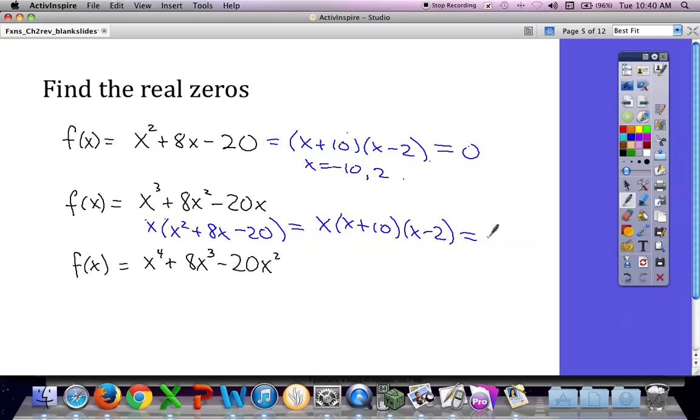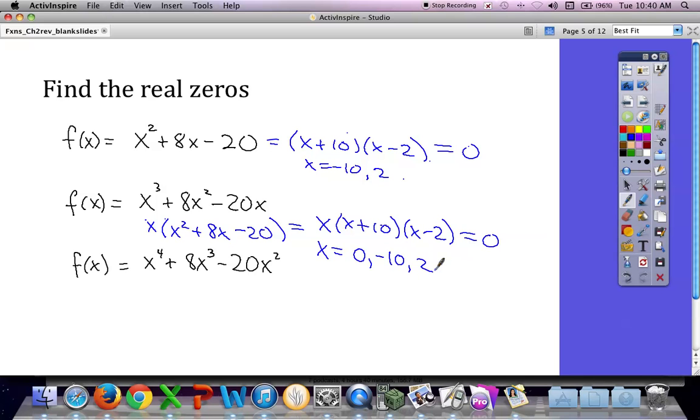So now when we find the zeros, what 0 do we have to add to the mix? 0, right? Whenever the x is by itself, you're not adding or subtracting, then 0 is the value that makes this factor equal 0. So 0 times anything is 0. So here are our answers: x equals 0, -10, and 2.